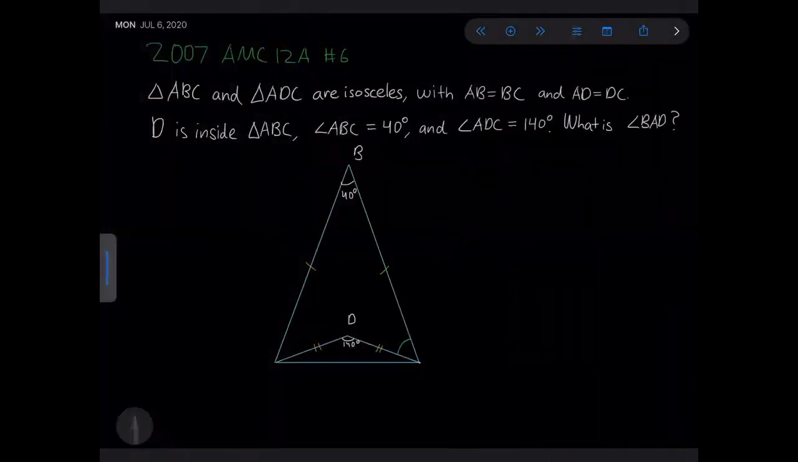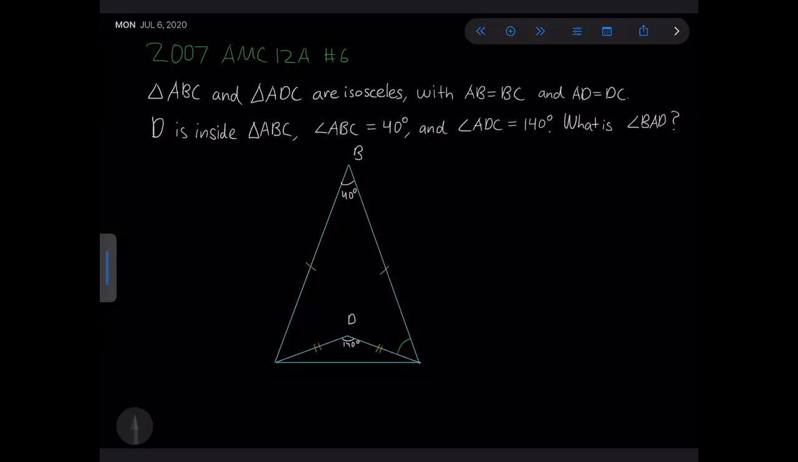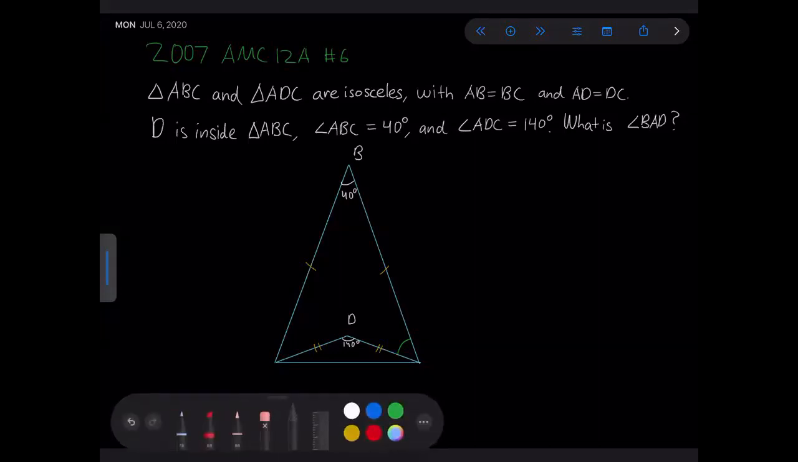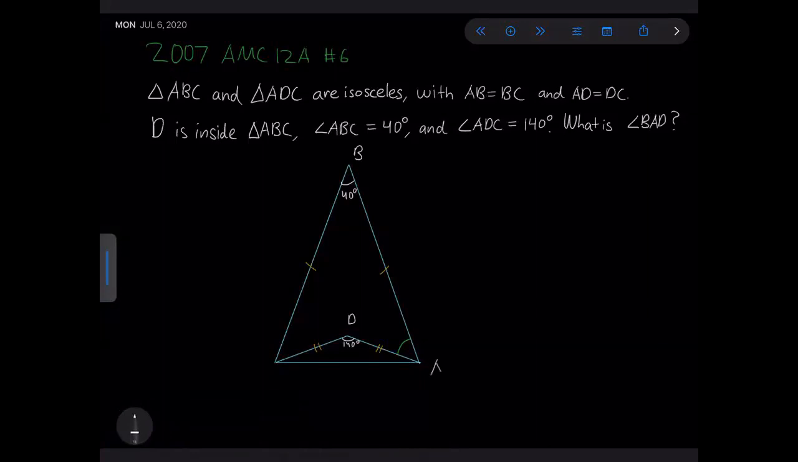Let's take a look at an AMC 12 problem, number 6 from 2007. Triangle ABC and triangle ADC are isosceles, with AB equals BC and AD equals DC. D is inside triangle ABC. Angle ABC equals 40 degrees, and angle ADC equals 140 degrees. So what is angle BAD? Give you some time to look at that.